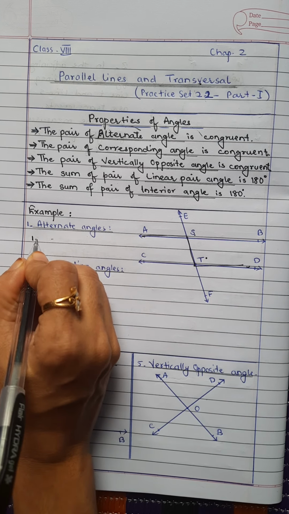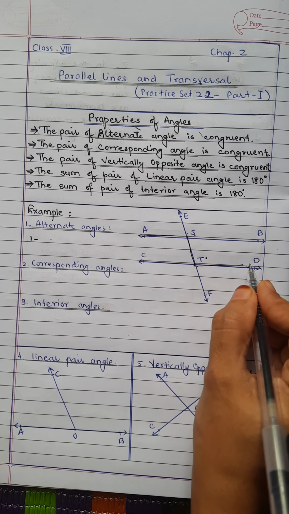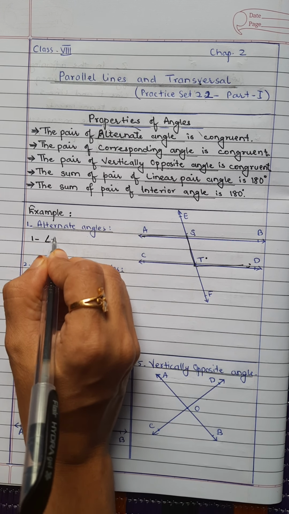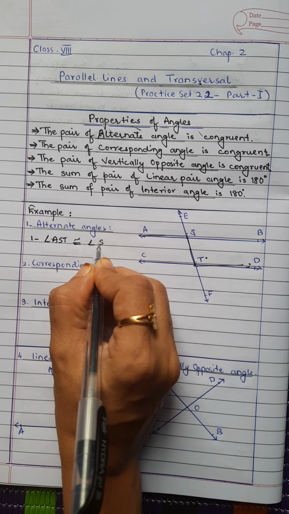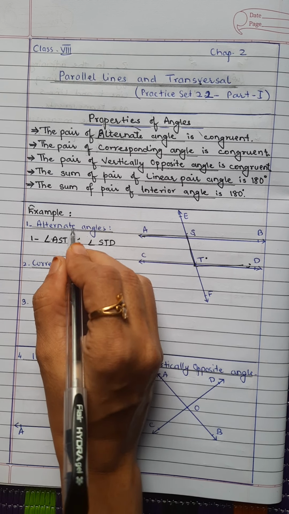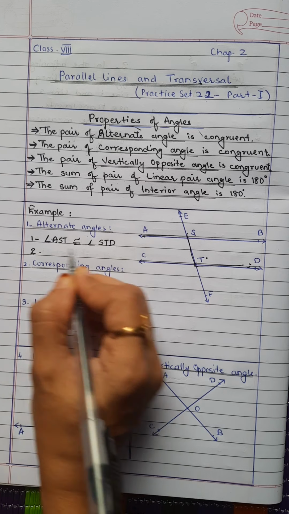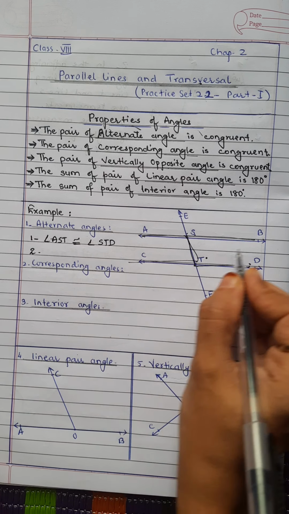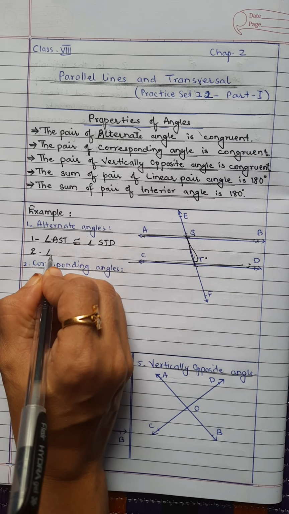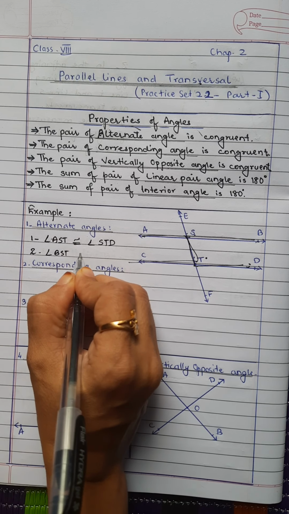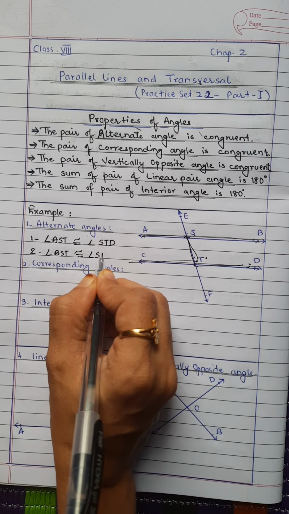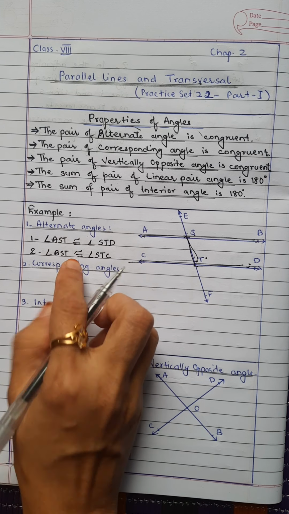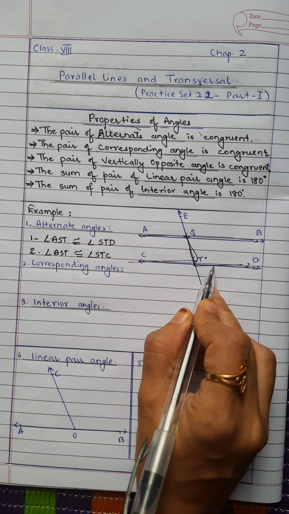I'll give you an example. Angle AST will be congruent with angle STD, as these are a pair of alternate angles. The second example, forming Z this side: angle BST is congruent with angle STC. So these were pairs of alternate angles, and these are always congruent.